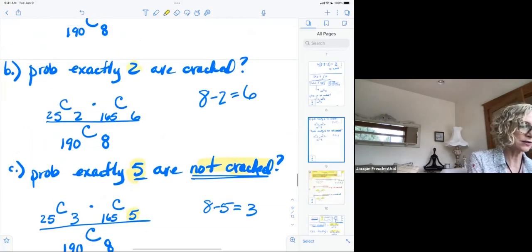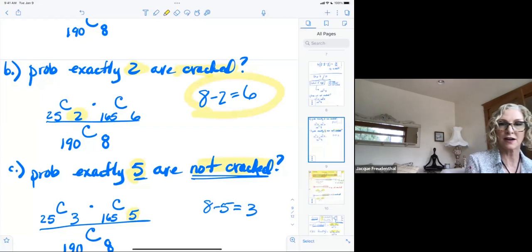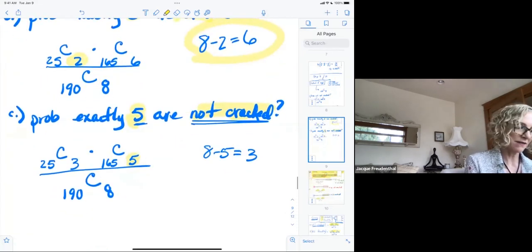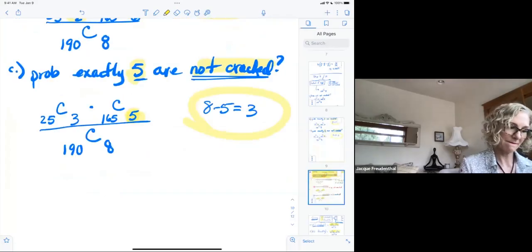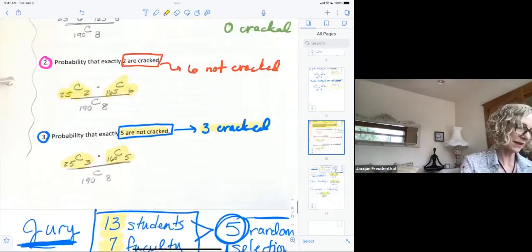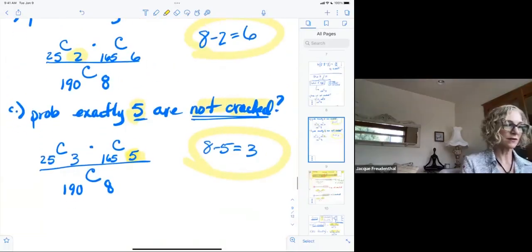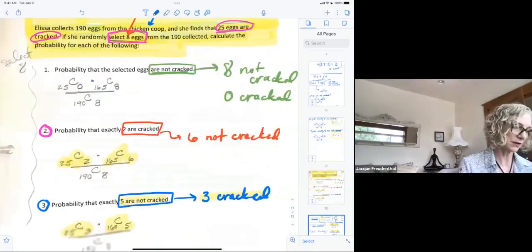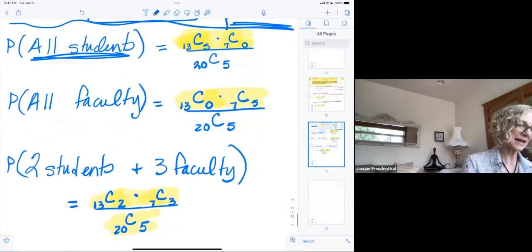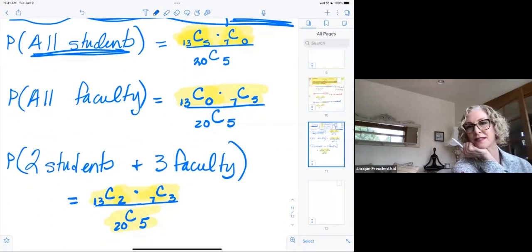Just like we did here, 2 that are cracked. That 2 came from the cracked eggs, which left me the 6 for the not cracked. 5 are not cracked, which left me with 3 that are cracked. Okay, that's it. So that hopefully is helpful, especially with the jury one. Come back to the jury one. So let's now talk about how we calculate this.